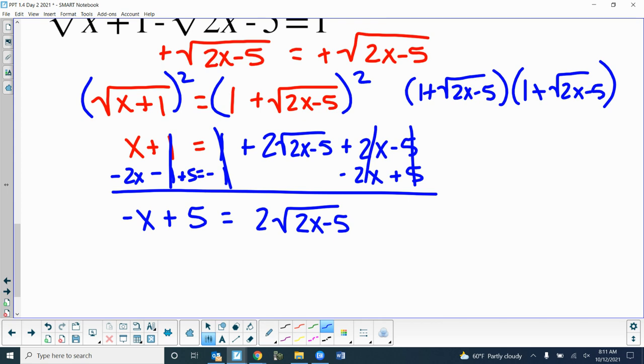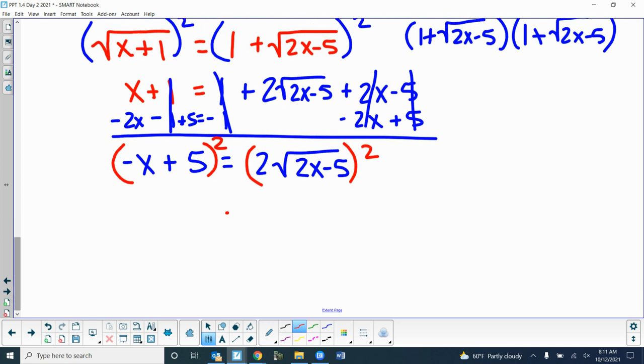So, what's easier, don't take the 2 over. Just square both sides now. All right, what's 2 squared? 4. What's the square root of 2x minus 5 squared? 2x minus 5. So I'm going to do what with that 4 and the 2x minus 5? Yeah, I'm going to distribute. Okay, so there's a lot of algebra you have to do in this one.